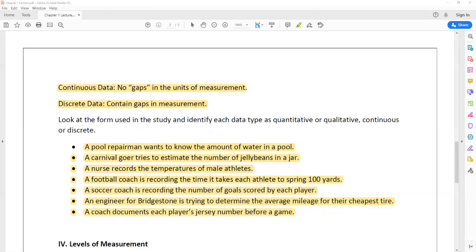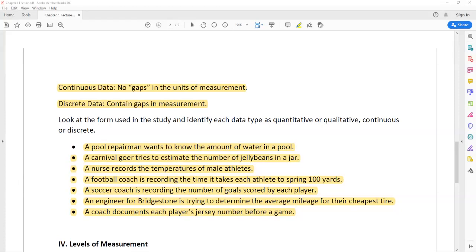So what about a pool repairman, right? He wants to know the amount of water in the pool. That's going to be quantitative, right? Because you can figure out, you can add the number of gallons of water in the pool, right? You can figure out the average gallons of water for a pool, and you can perform mathematics on those numbers. Also, the data is continuous, right? Because the water flows in, no gaps, so to speak. So that's going to be quantitative and continuous.